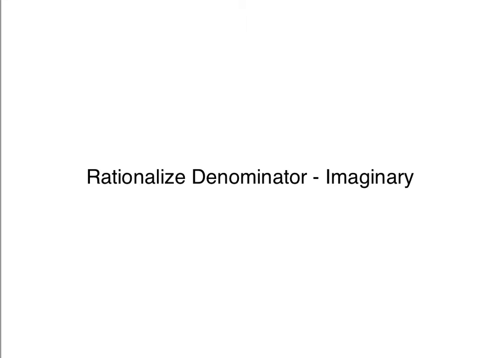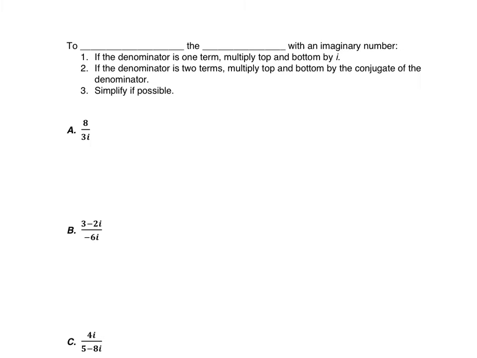In this tutorial, we will be looking at rationalizing the denominator with imaginary numbers. To rationalize the denominator with an imaginary number, we do something similar to rationalizing with radicals. If we look at the denominator and it's one term, we just need to multiply by i. If the denominator has two terms, then we need to multiply by the conjugate.